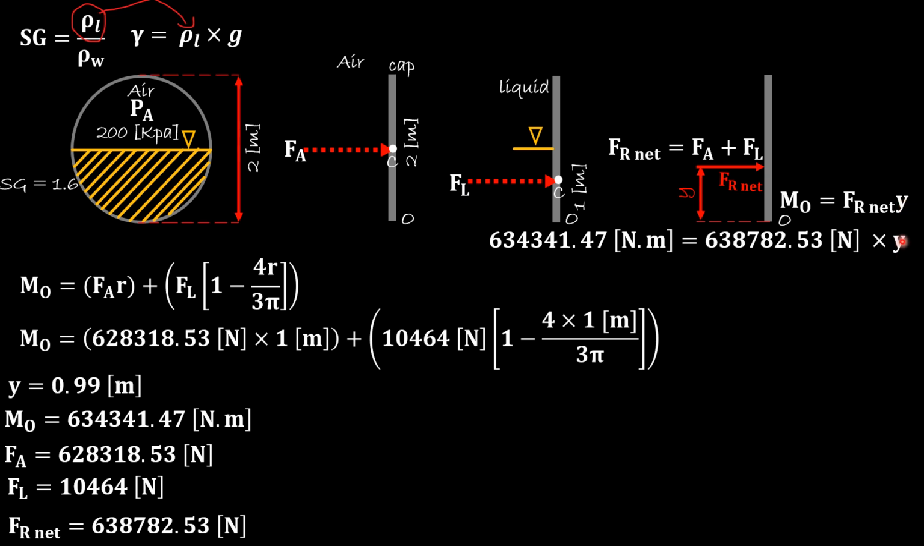So now we can solve for Y by taking this to the other side of the equation from multiplication to division, and it will give us that Y is 0.99 meter. So it's very close to the center of the cap. The resultant net force due to the air and the liquid acts 0.99 from the bottom, because from the bottom to the center is 1 meter. This resultant net force acts 0.99. So you can say it acts on the same point.